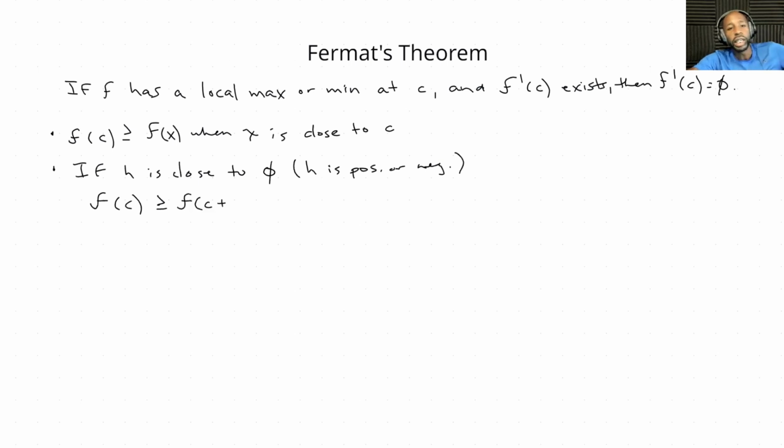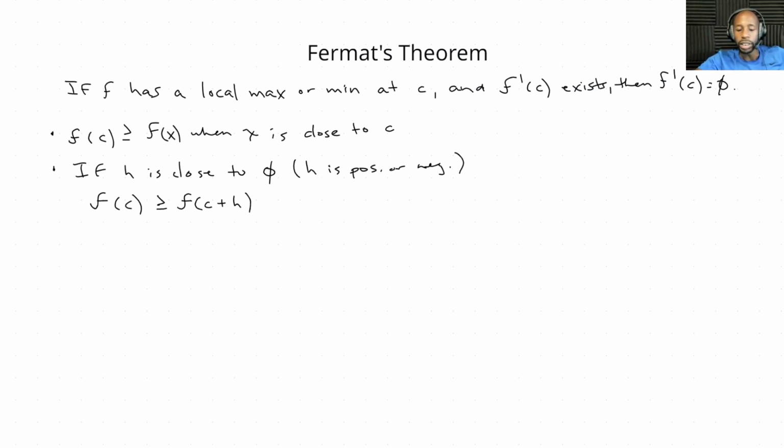Okay. So let's read this again. If some value h is close to zero, that means it's a very small value, and h is positive or negative, but it's something very small, then f of C is going to be greater than or equal to f of C plus h. So that means you're getting really, really close to the function at point C on either side.